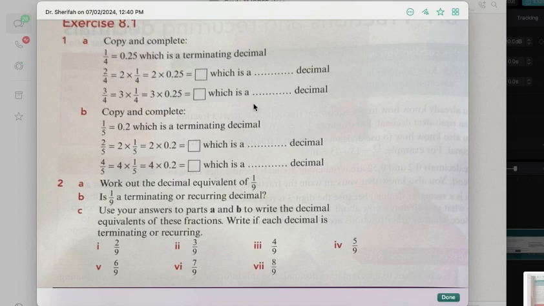Now here are some exercises. They're asking us to convert 1/4 to decimal. We have to say 1/4 equals 0.25, which is a terminating decimal. Why is it a terminating decimal? Because it's a decimal that ends. It's not a decimal that is recurring continuously. So it's a terminating decimal.